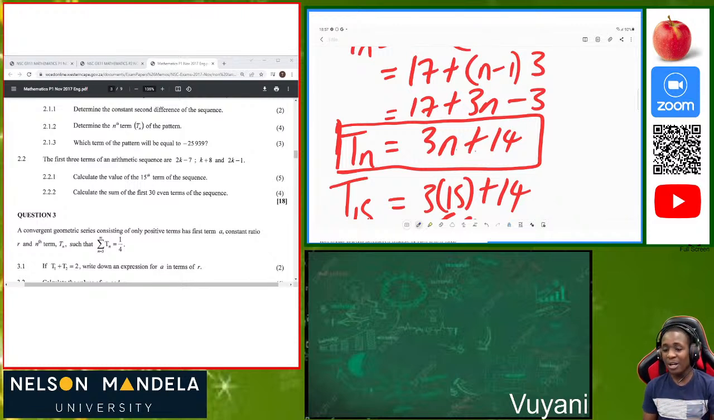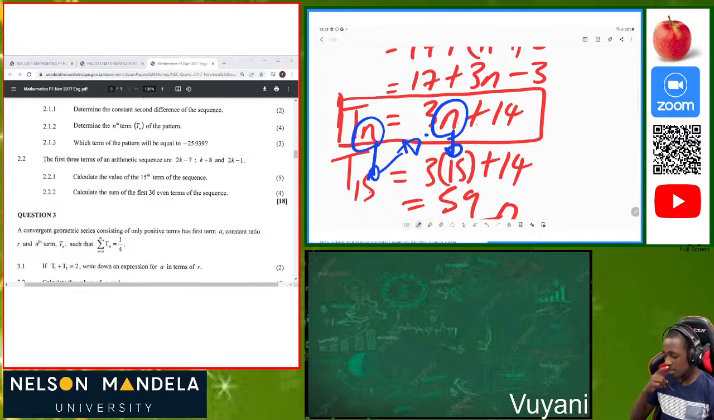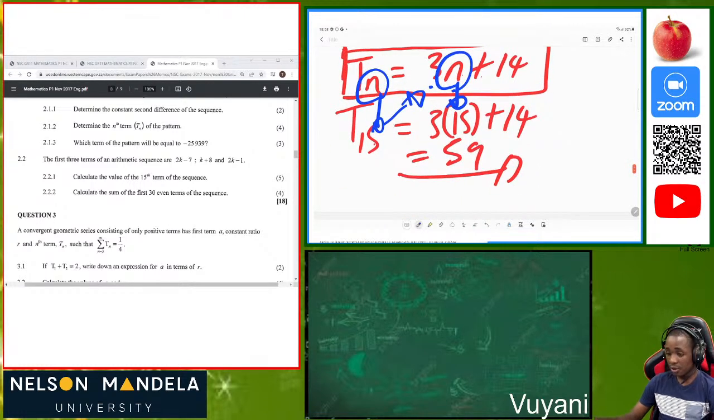Now, finally, what we were asked. So sometimes use things which you're not asked to get what you are asked. Use the unknowns and manipulate the unknowns so that you can get what you were asked. So our T15 now, we are substituting only on our general term here. Wherever there is n, we replace with 15. Then we'll say 3 times 15 plus 14 is equal to 59. We are done with that part.